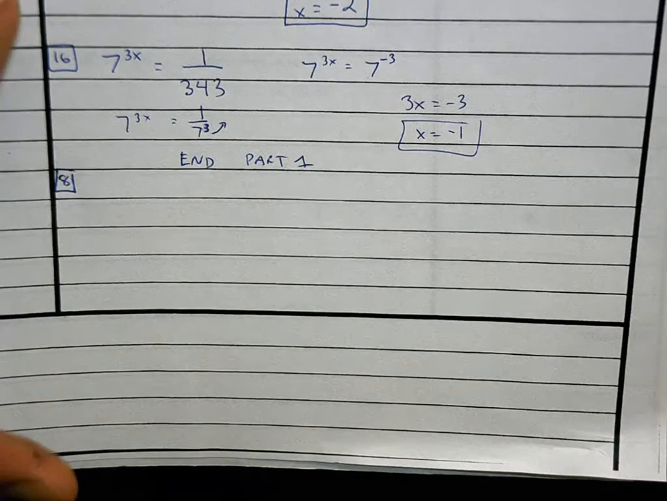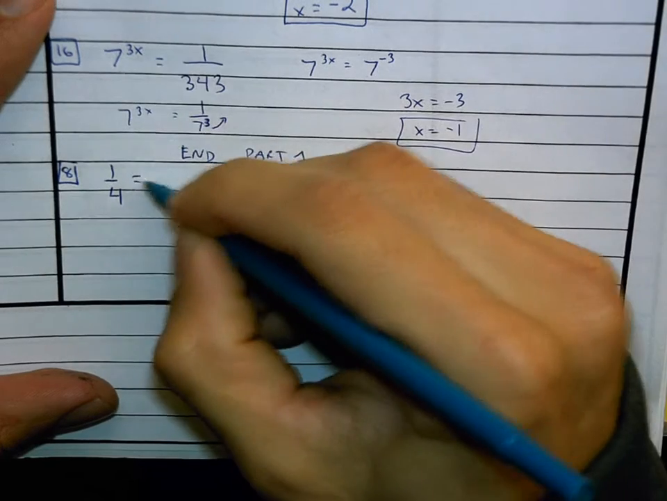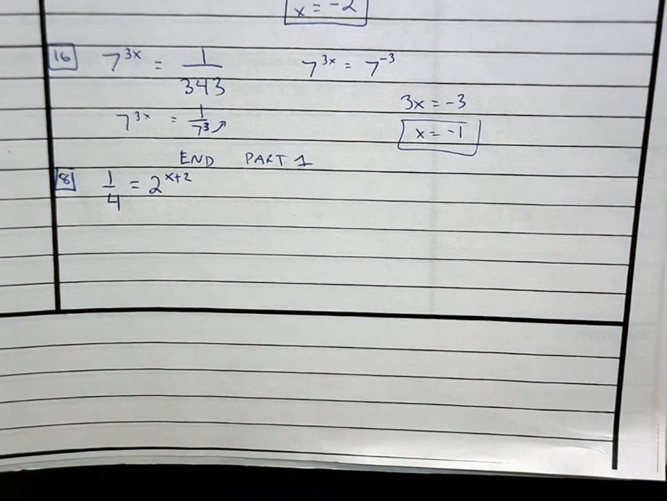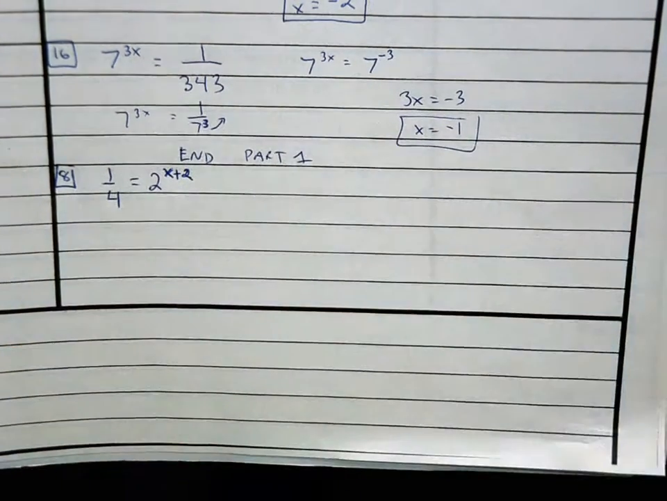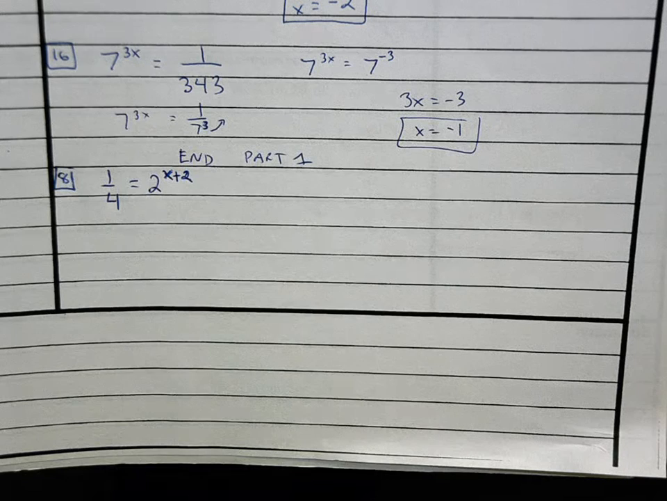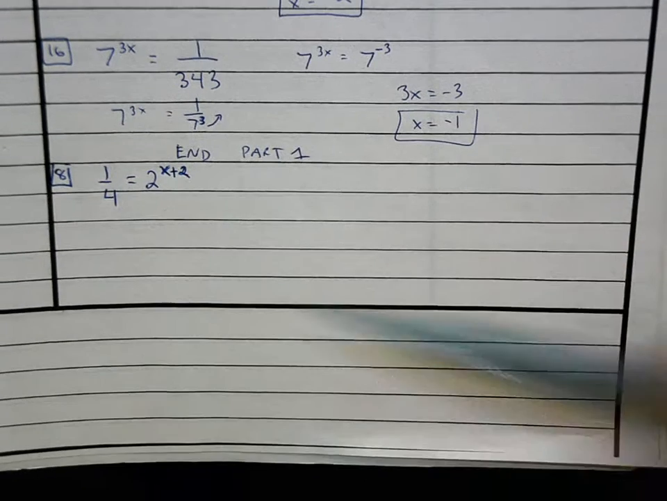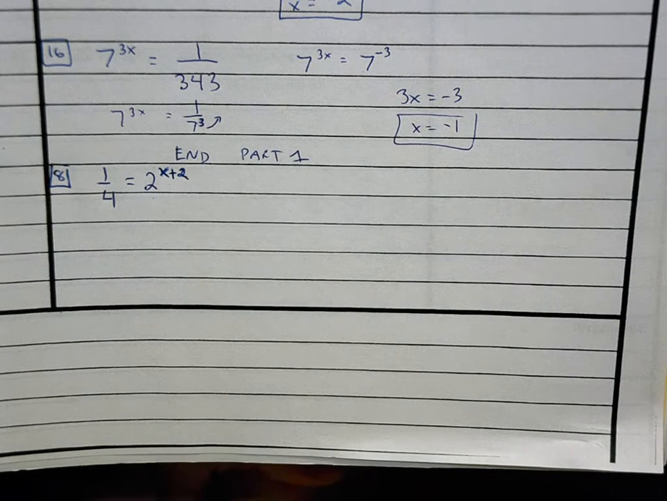So let's start our notes, and let's start with number 8 as an example. One over 4 equals 2 to the x plus 2 power.